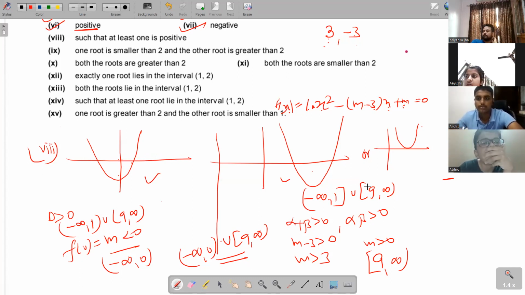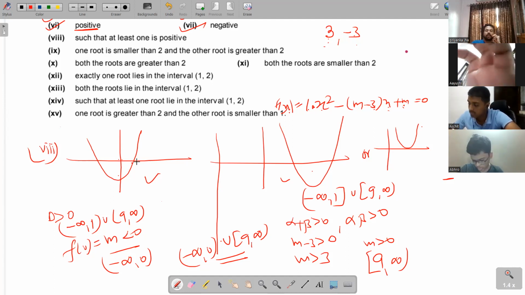Sir, this is 0 including, right? 0 including, why so? Because sir, I didn't understand F0, why. No, F0 is m. m cannot be equal to 0. Because you know, this graph has to be positive. So this graph cannot pass like this. So F0 cannot be 0. No?